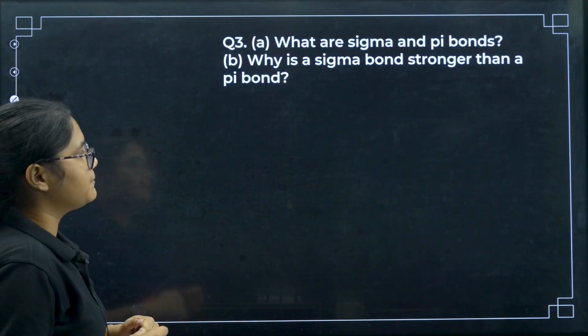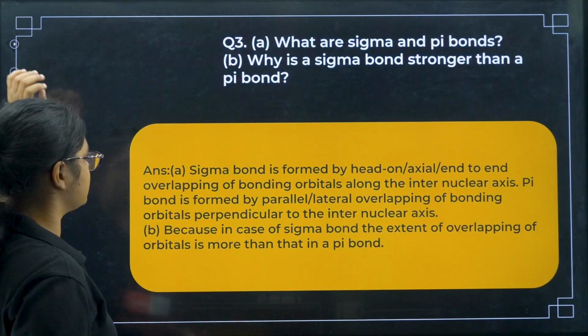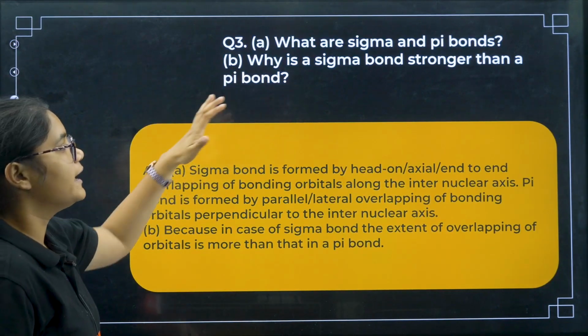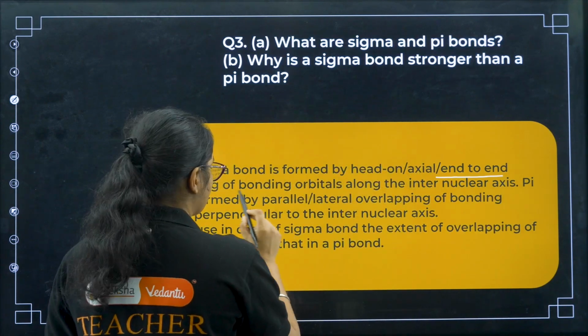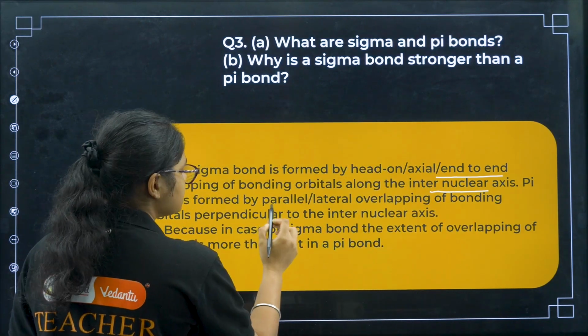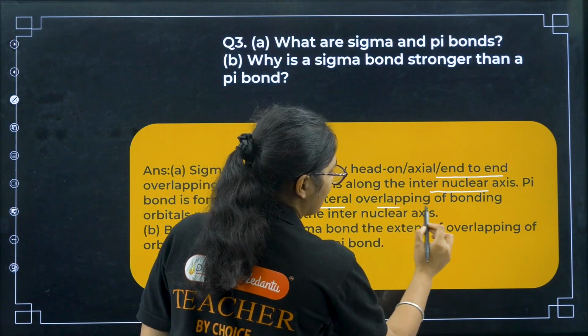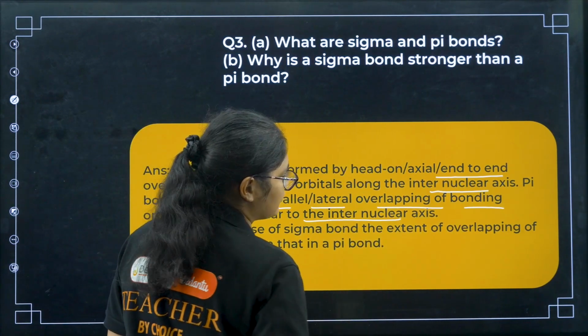Next, what are sigma and pi bonds? Why is a sigma bond stronger than a pi bond? This is also one of the most repeated questions. A sigma bond is formed by head-on overlapping, right? Head-on or axial or end-to-end overlapping of bonding orbitals along the internuclear axis, whereas a pi bond is formed by the parallel lateral overlapping of the bonding orbitals perpendicular to the internuclear axis.